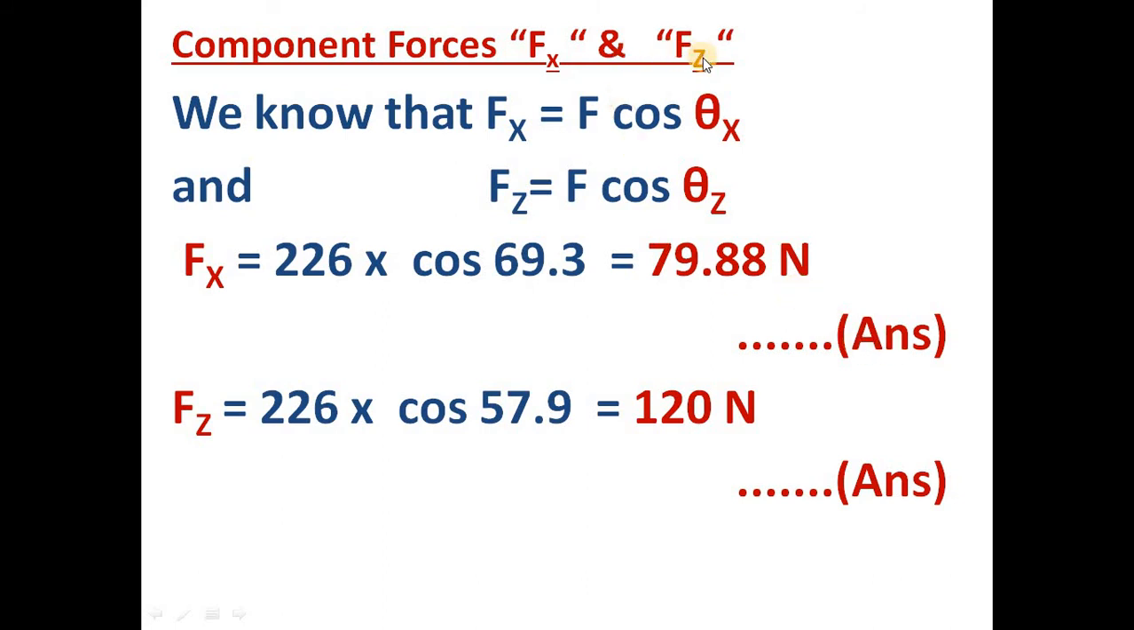And another component is Fz. In the same way, Fz equals F cos theta z. Fz equals 226 into cos 57.9, it is given in the problem itself. Then you will get the answer 120 newton. Okay, now that problem is over.